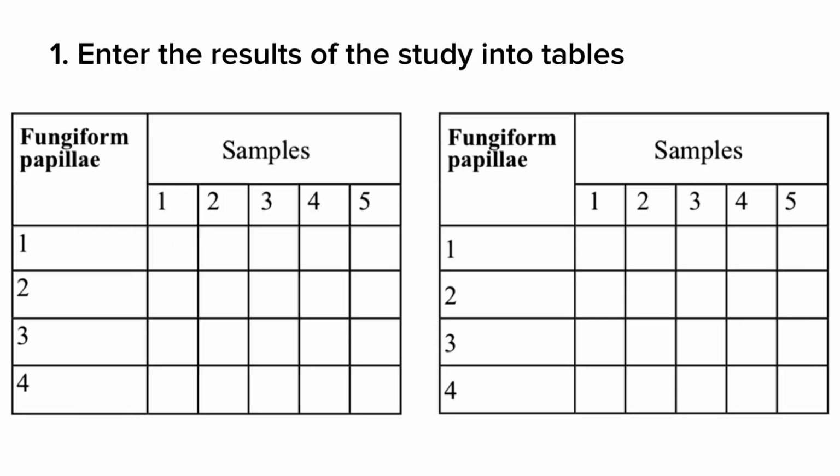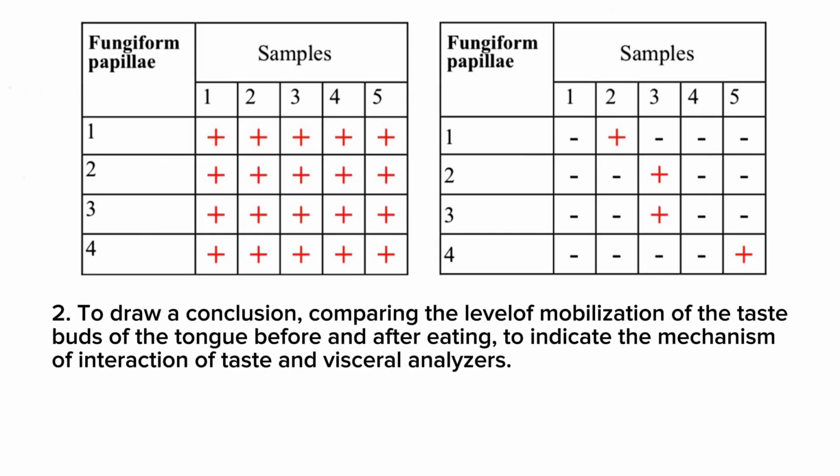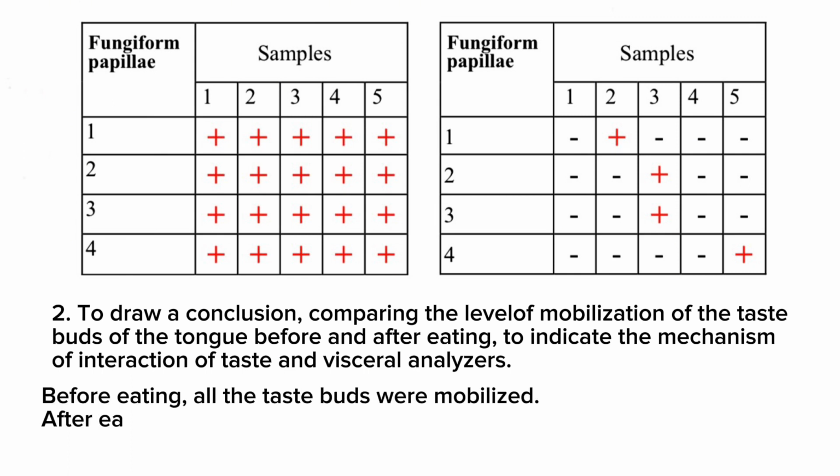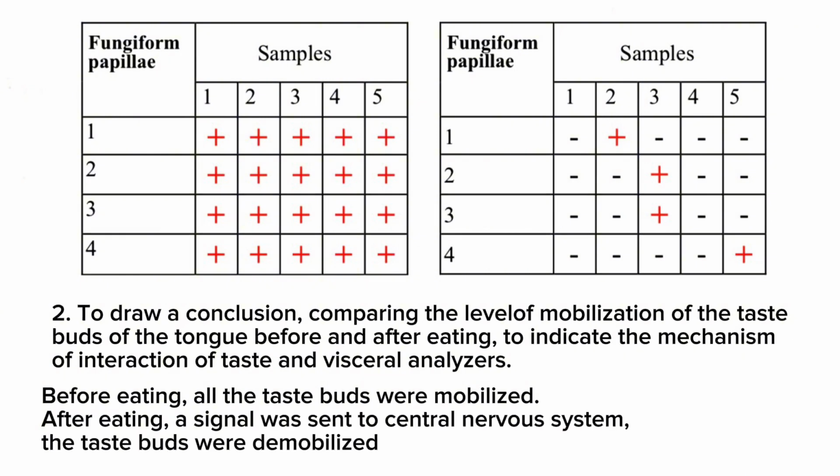Formulation of the protocol. Enter the results of the study into tables. To draw a conclusion, compare the level of mobilization of the taste buds of the tongue before and after eating and indicate the mechanism of interaction of taste and visceral analyzers. Before eating, all the taste buds were mobilized. After eating, a signal was sent to the central nervous system. The taste buds were demobilized because their sensitivity decreased.